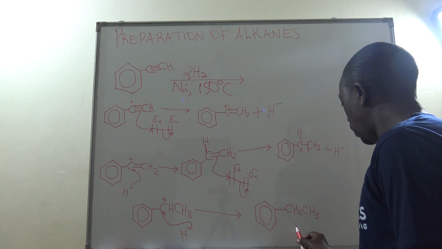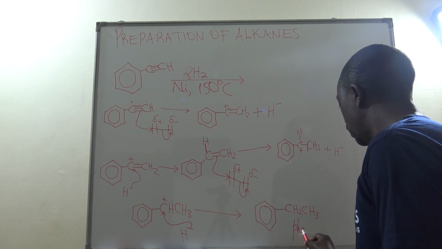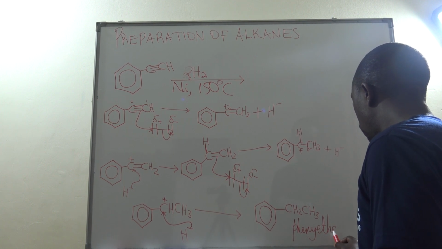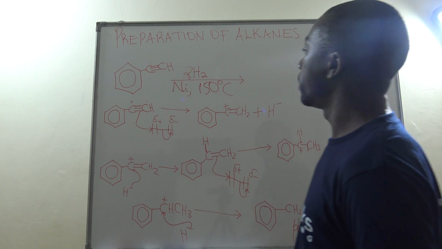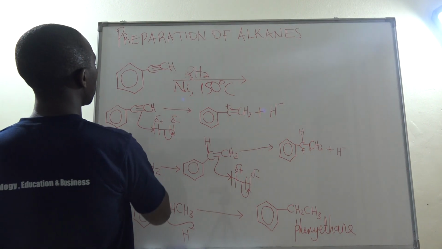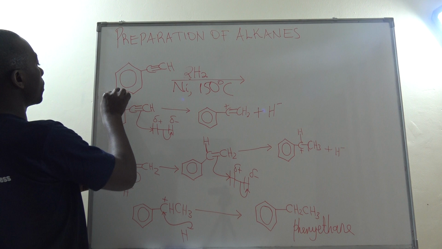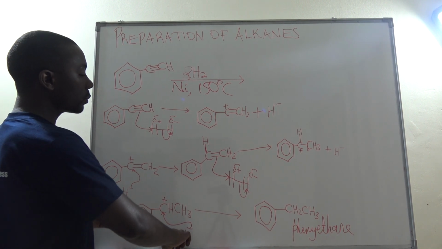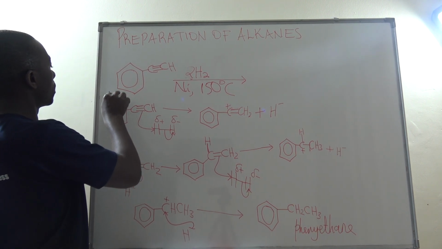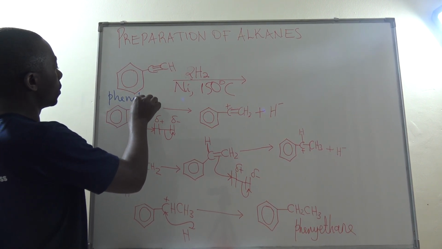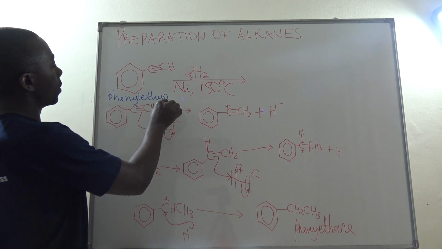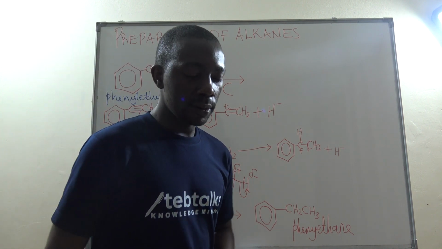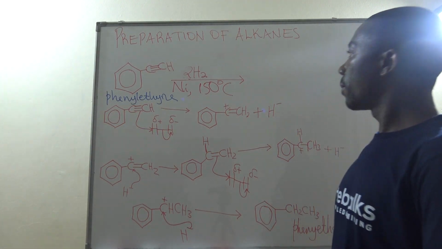So therefore, this one we call phenyl, and this one is called phenylethane. That is the preparation of alkanes from alkynes.